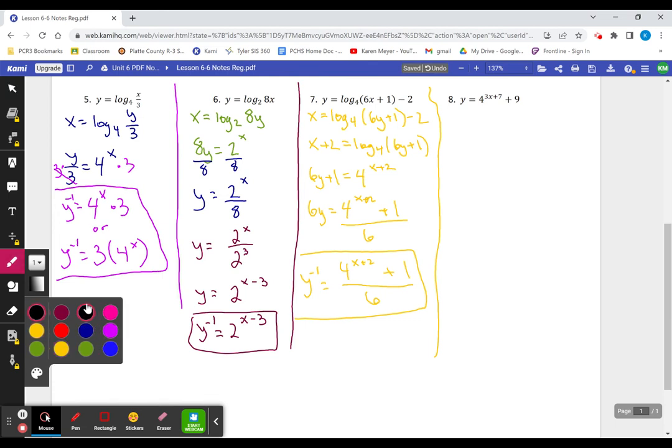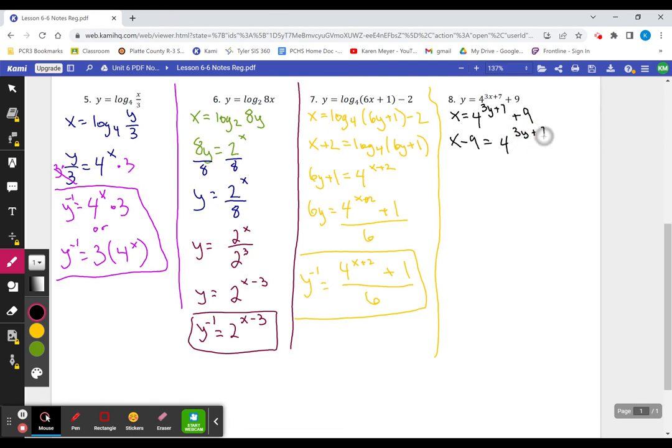Okay, last one. Start by switching x and y. So x equals 4 raised to the 3y plus 7, plus 9. All right, I want to get the exponent part by itself. So that plus 9 at the end, we need to get rid of that. And in order to get rid of that, I'm going to subtract it over. So x minus 9 equals 4 raised to the 3y plus 7.